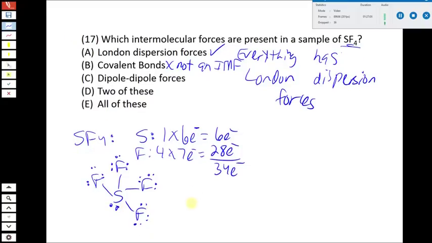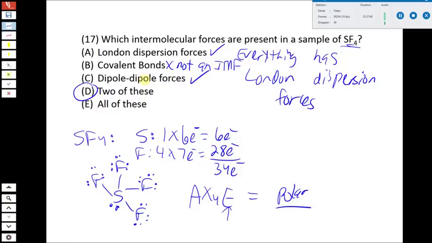Again, I went through it quickly because that should be reviewed, but I can answer any questions on it if you have them. This is AX4E using the AXE notation, and as we talked about, one nice helpful thing to remember for polarity is that anything that has one lone pair on the central atom will be polar. This is the seesaw geometry, but anything with one lone pair is polar. Okay? So because this is a polar molecule, this is going to have dipole-dipole interactions. Any molecule that is polar will exhibit dipole-dipole forces, so choice C is another one that we want to pick. So the correct answer is D, 2 of these, London dispersion forces and dipole-dipole forces.